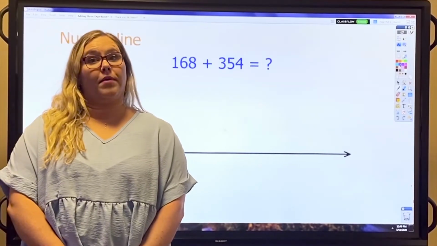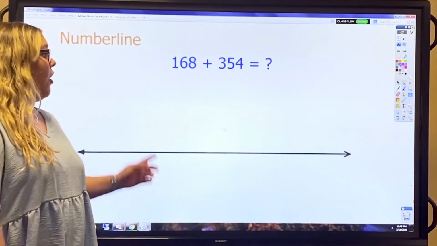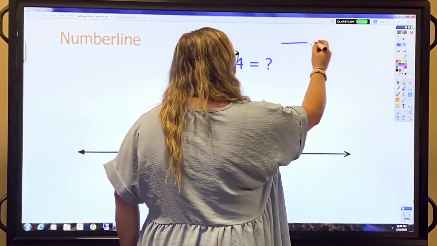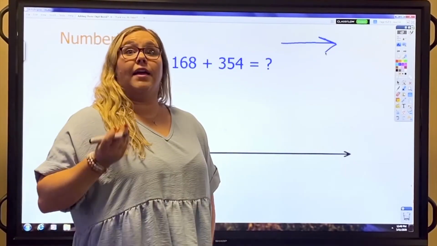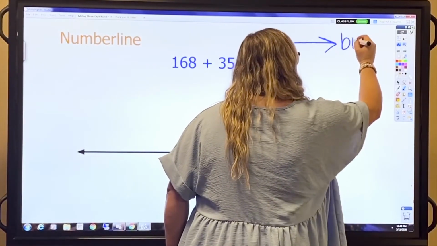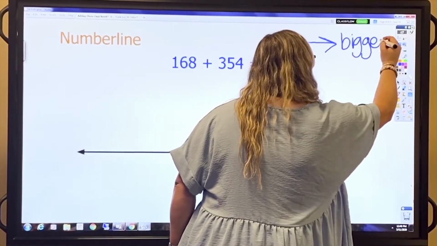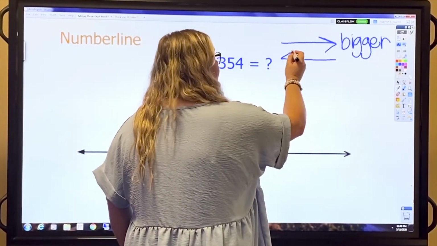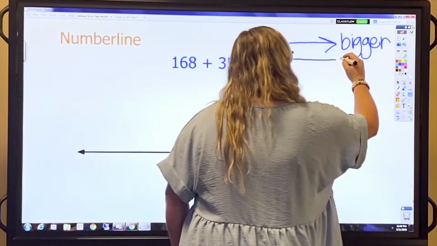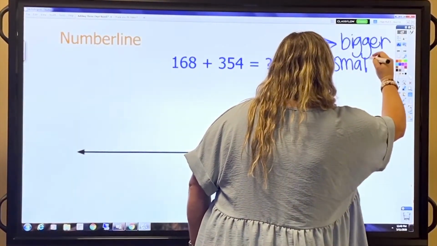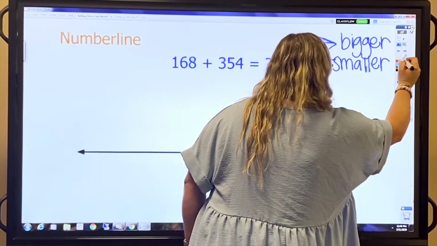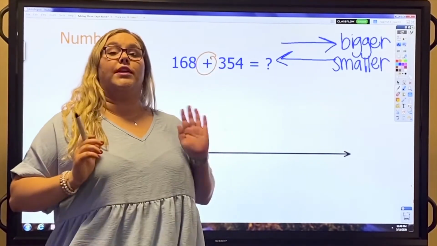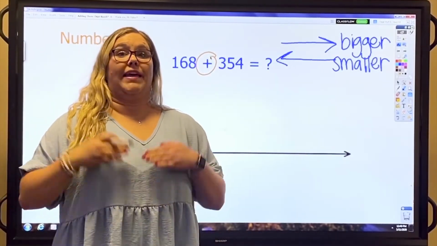Okay guys, we're going to work on a number line now to solve a problem. So on a number line, you can either go to the right or to the left. Whenever you're adding, you're going to be going to the right because your numbers are going to be getting bigger. Whenever you go to the left on the number line, your numbers are getting smaller. So today we're going to be adding, so we will be going to the right on the number line because our numbers are going to be getting bigger.